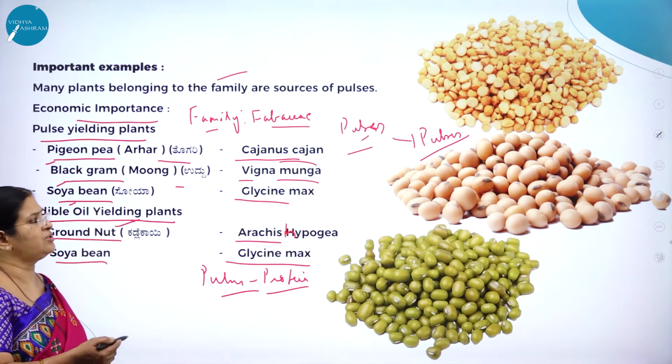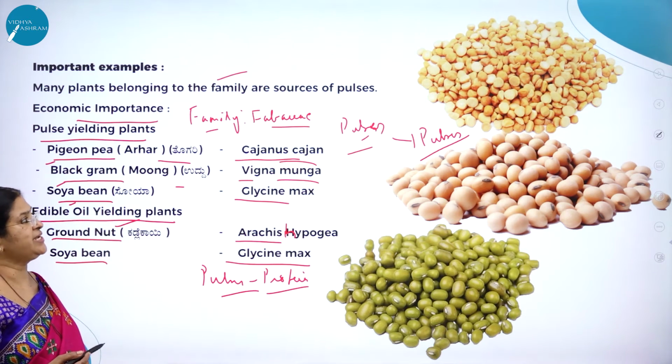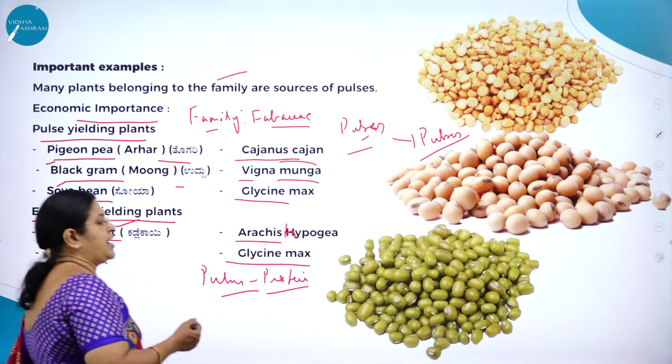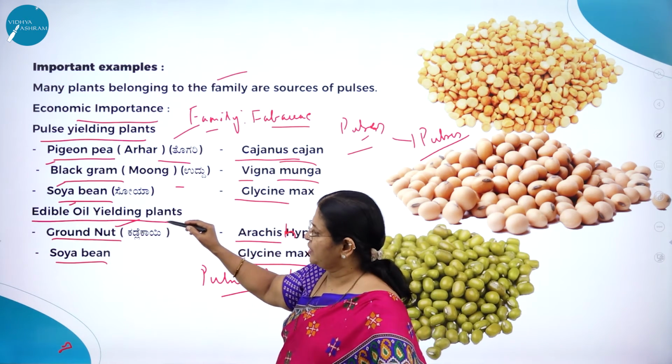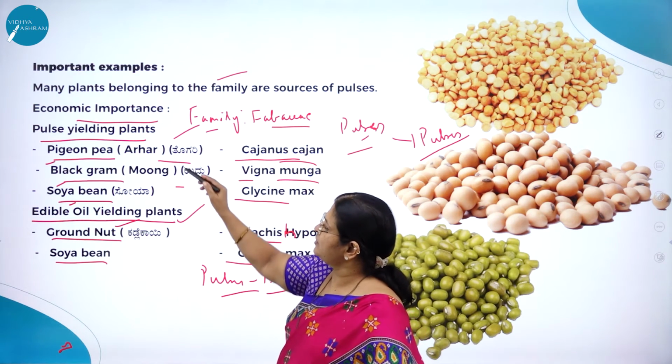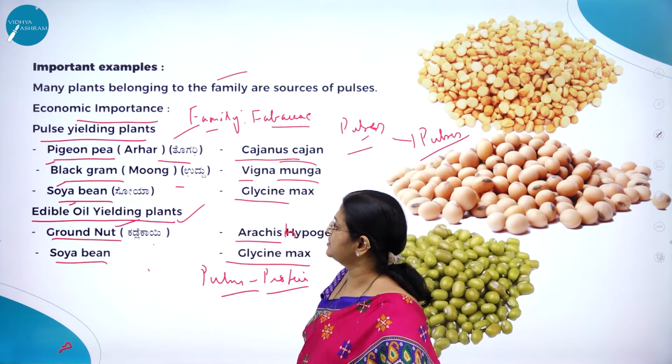So all these are the plant examples belonging to this family Fabaceae, and they are commonly called as what? Pulses. As I said, you can differentiate them into pulse yielding plants and edible oil yielding plants. Here pigeon pea, black gram, groundnut, soya bean, all these are the examples.